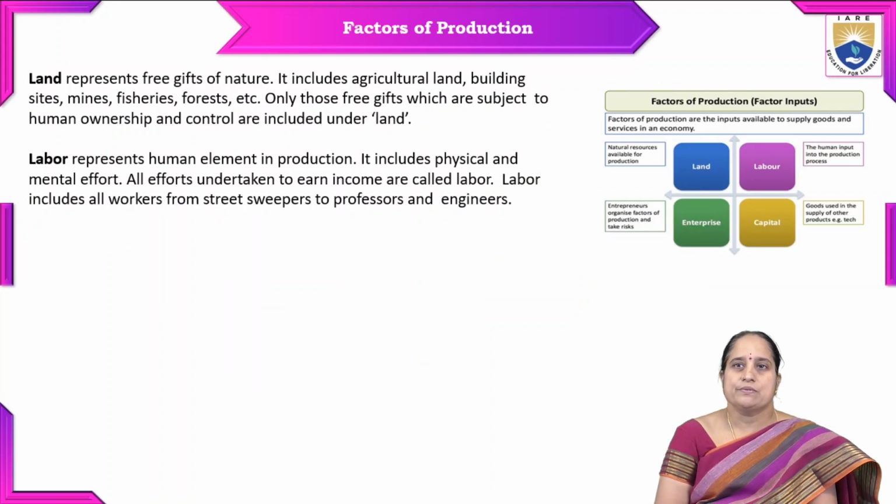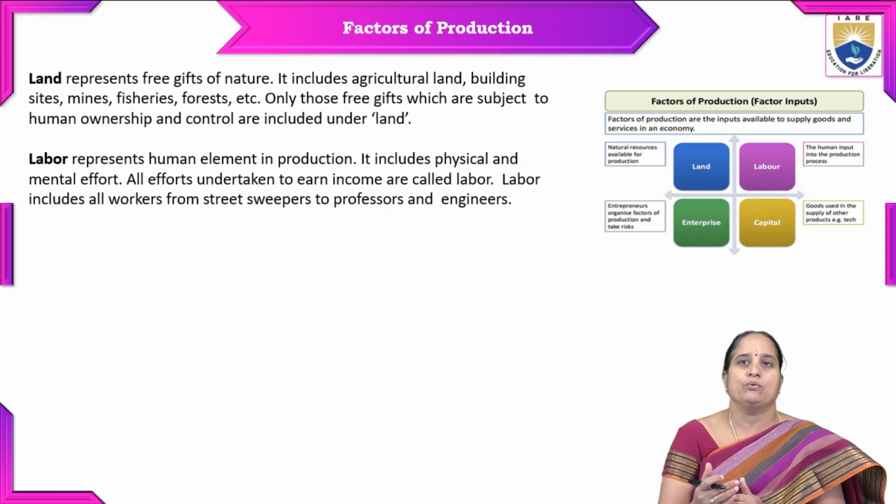Then coming to the first one, land. Land represents free gift of nature. So it includes agricultural land, building sites, mines, fisheries, forests, etc. Only those free gifts which are subject to human ownership and control are included under land.